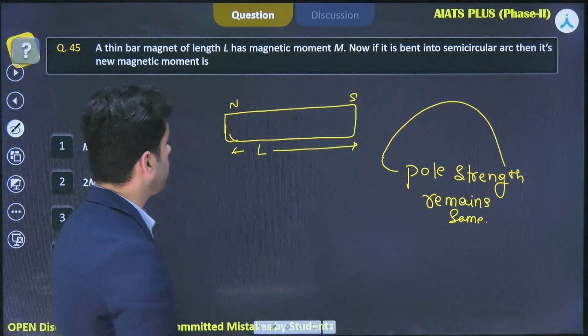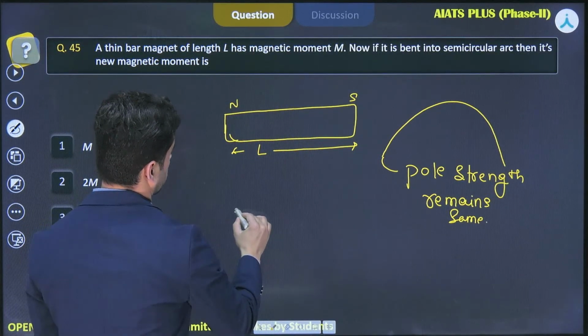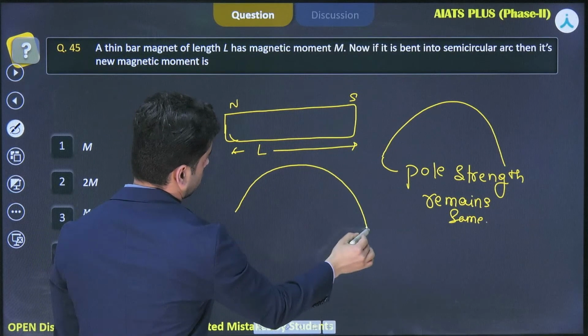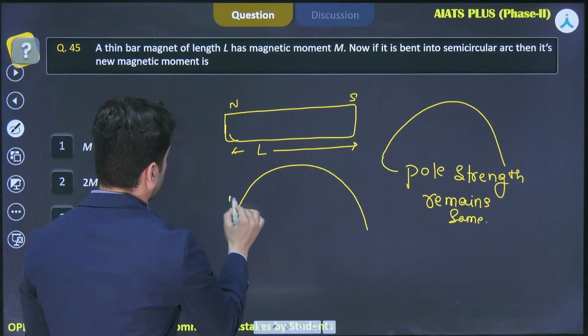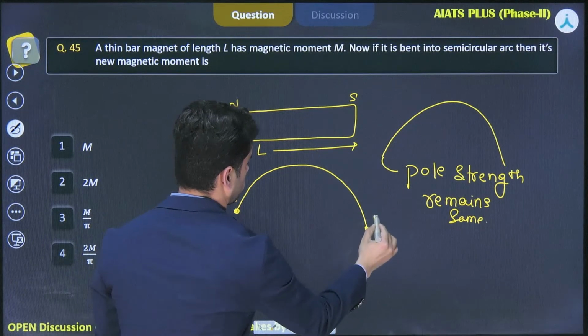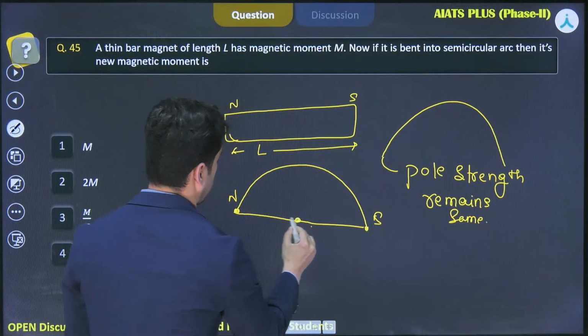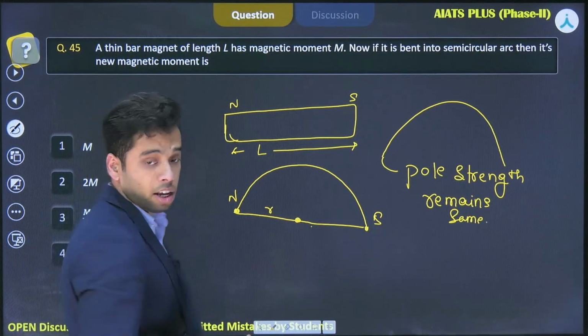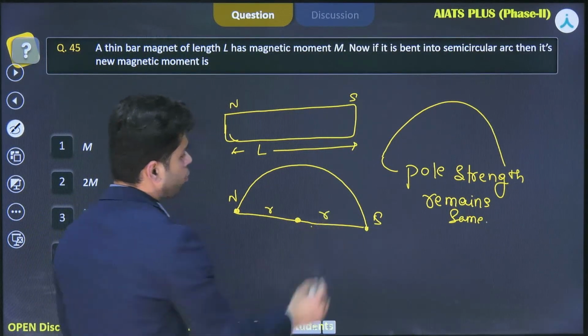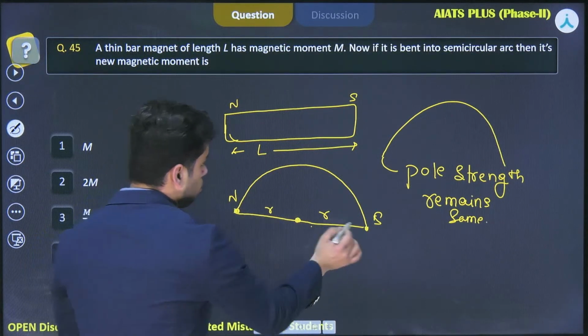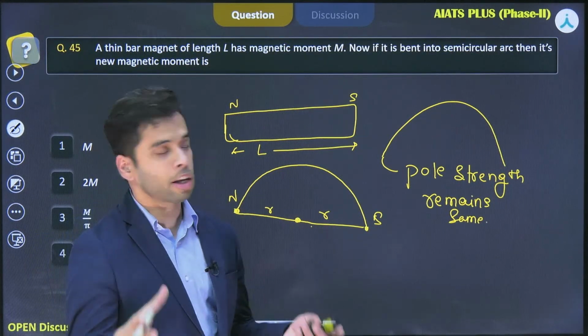This bar magnet is bent into a semicircular arc. So the semicircular arc will look something like this. This will be your north pole, and this will be your south pole. If this is the center, and R is the radius of the semicircular arc, this will also be the radius. So pole strength will remain the same. That is the key concept over here.